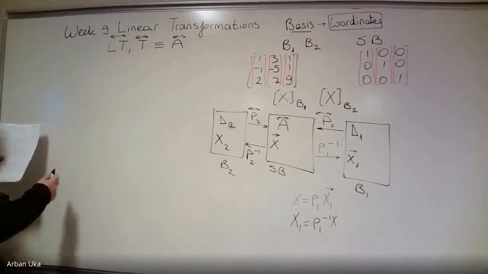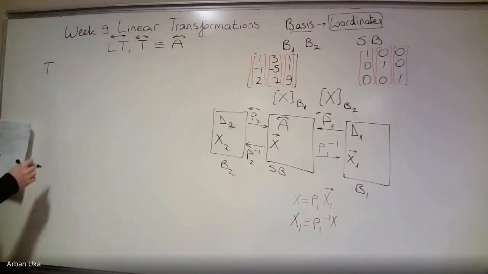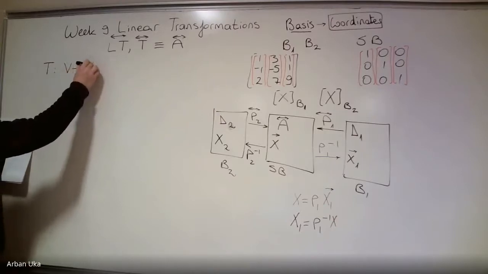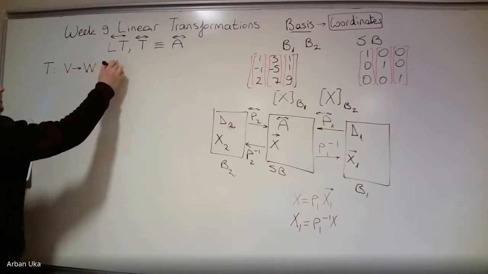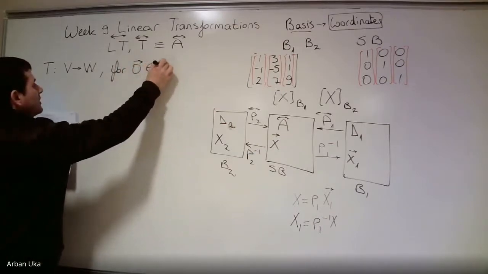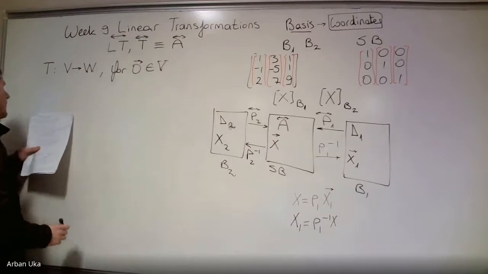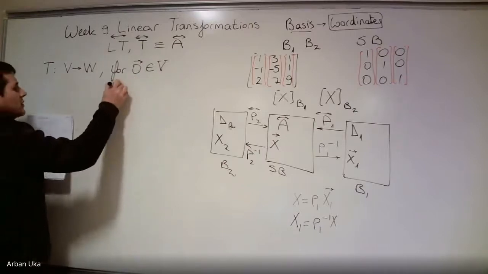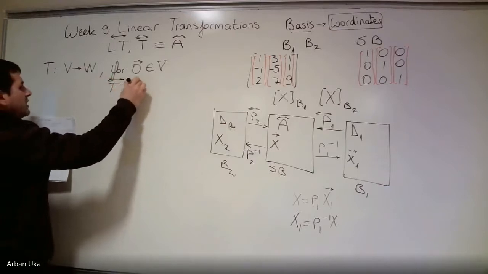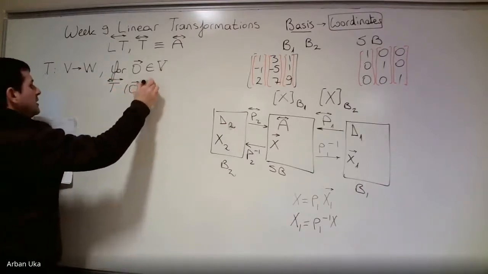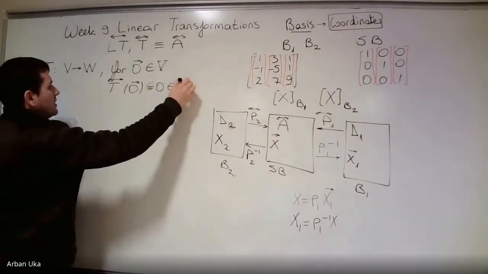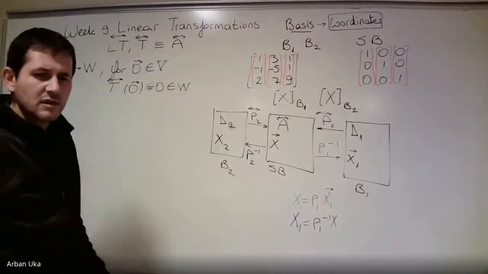Now, regarding the linear transformations, any linear transformation T is defined as a transformation from space V to space W, and here we want the 0 to be an element of V. So we want these vector spaces to contain the 0 vector. And at the same time, if we apply the linear transformation T on the 0 vector, this should be equal to 0, and this should also be a member of the space W.